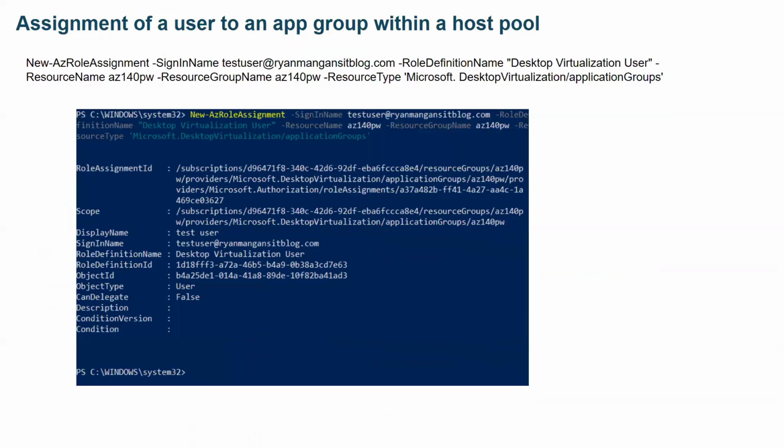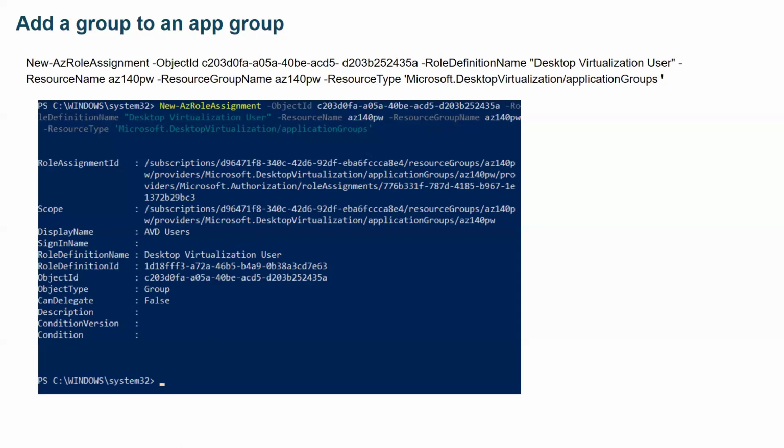Next is assignment of users to the app group. If you want to assign to the host pool, there is a command you can use, or otherwise you can use the GUI to add a group to the application group. We have commands for that, and we have to modify the object ID based on our environment and then execute this command.